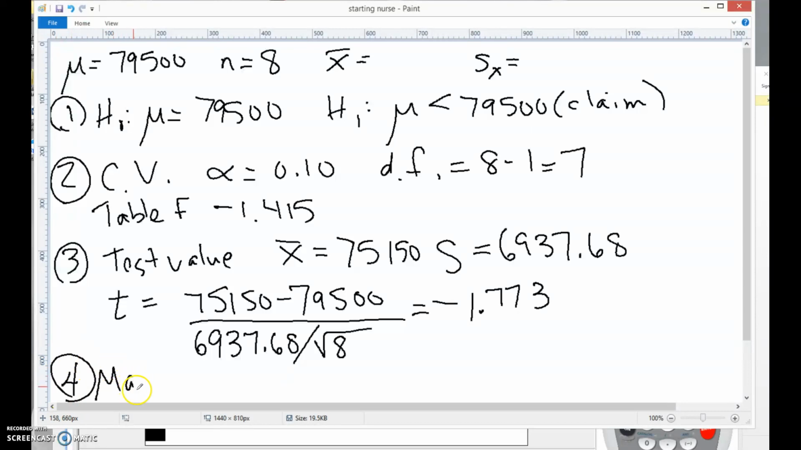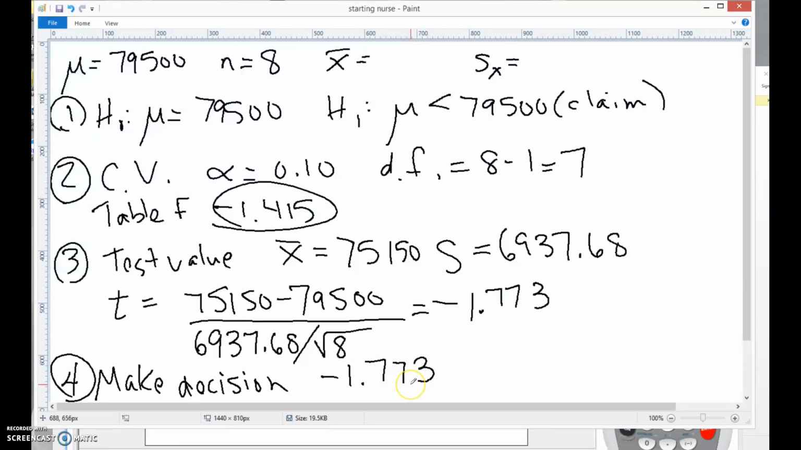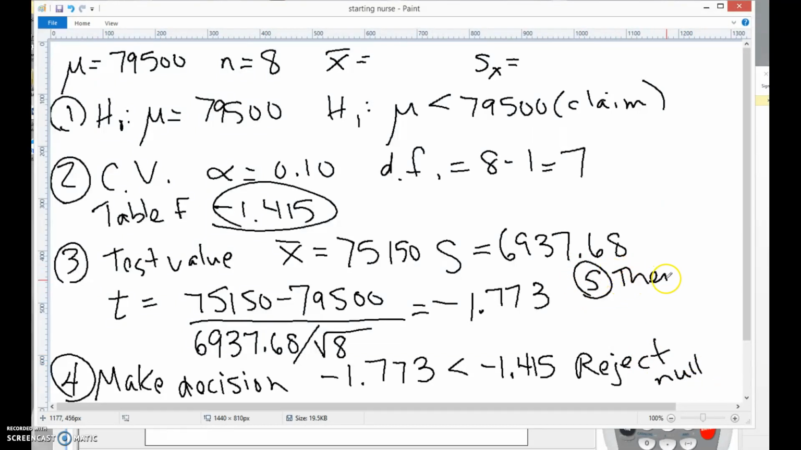So now we have to come up with make a decision. Remember, our critical value was negative 1.415, and this answer, negative 1.773, is less than negative 1.415, which means it falls in that critical region, so we will be rejecting the null. And therefore, our summary states there is enough evidence to support the claim.